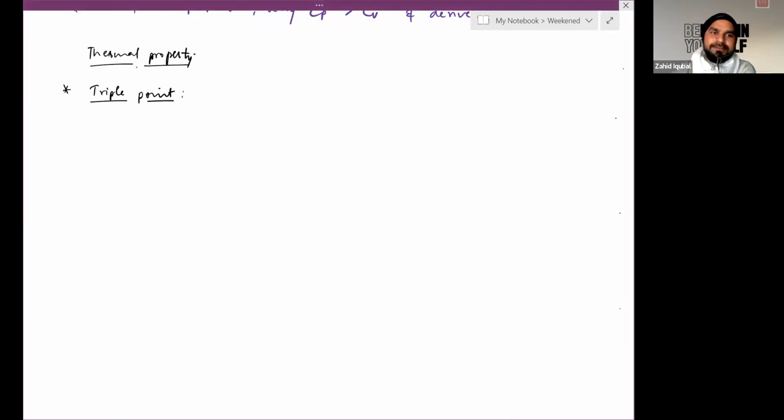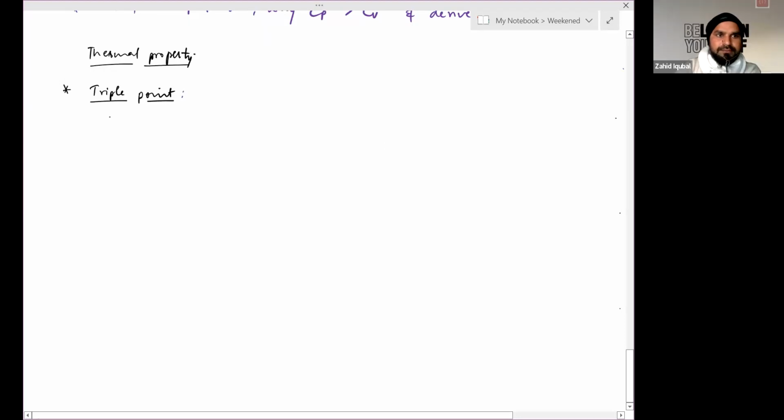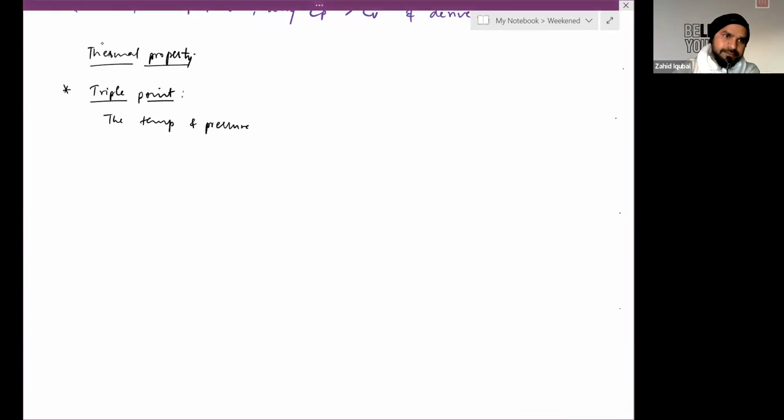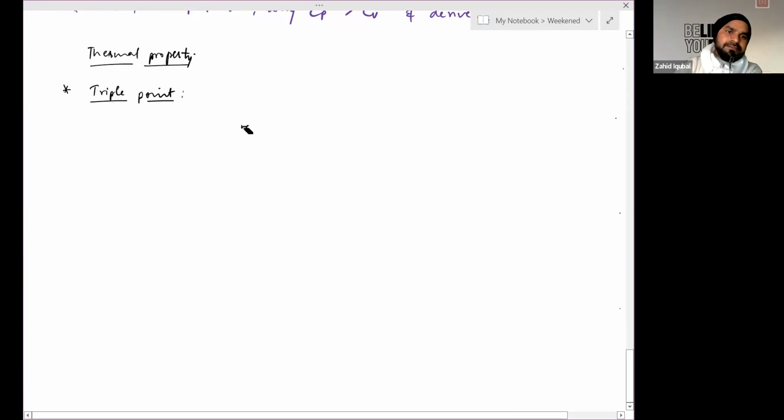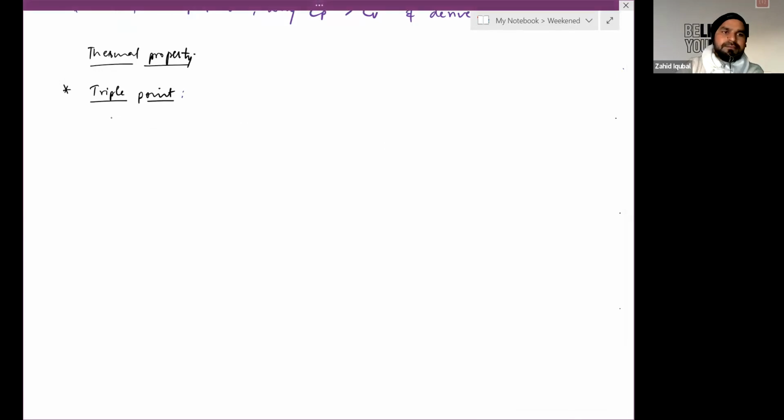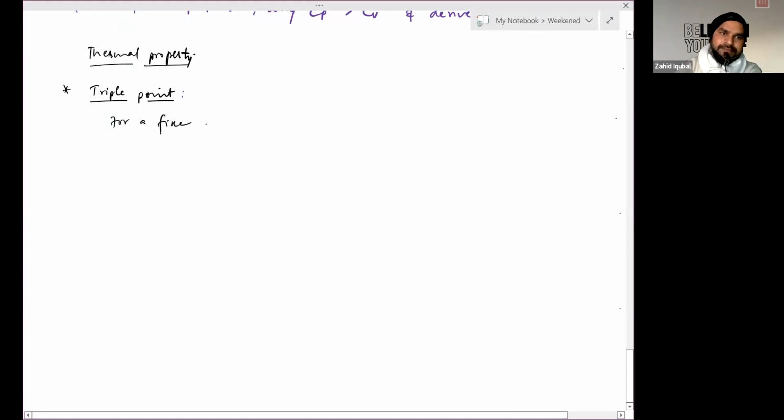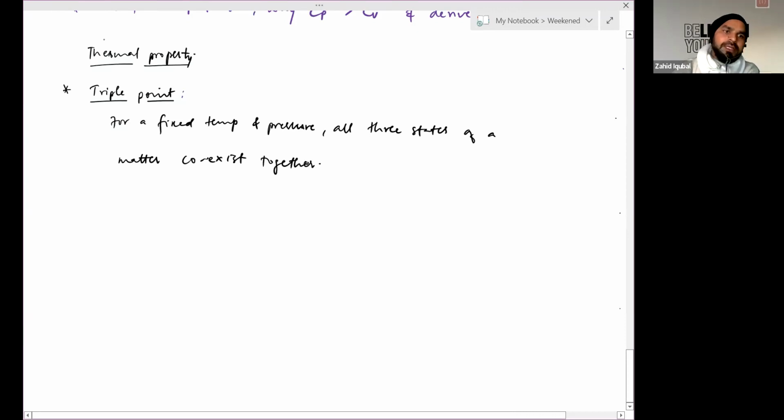Is it clear? Yes, sir. So you will say, for a fixed temperature and pressure, all three states of a matter coexist together only at that condition. This point is called the triple point. Is it clear?